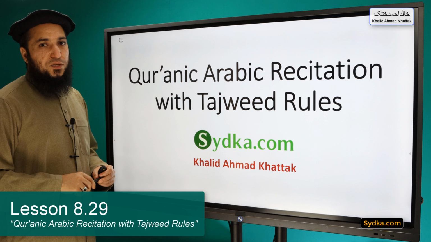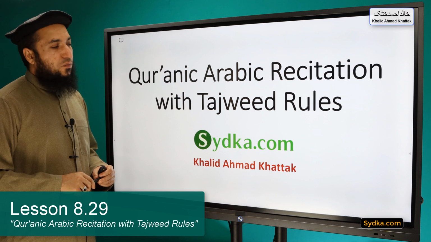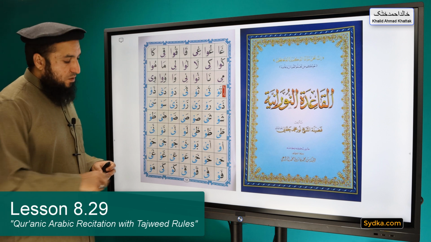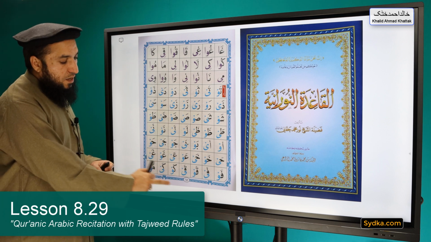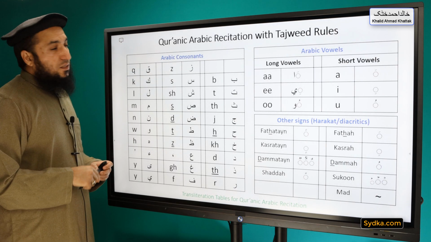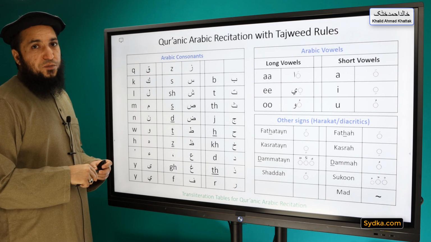Welcome back to another session of Qur'anic Arabic recitation with Tajweed rules. In this session we will be studying another 8 syllables, that's from here till there. It is on page number 15 of Al-Qaida Nuraniya. This slide is just a reminder for transliteration purposes.